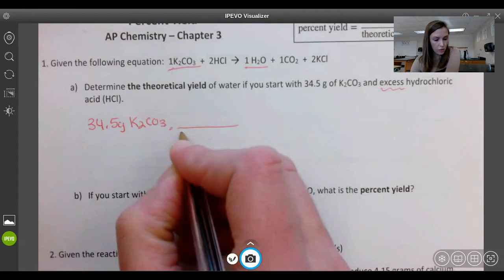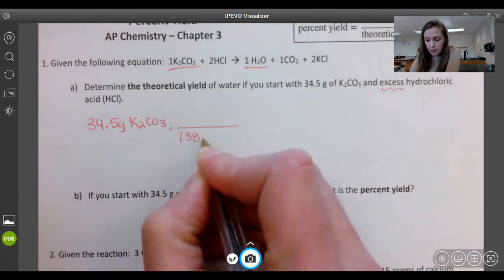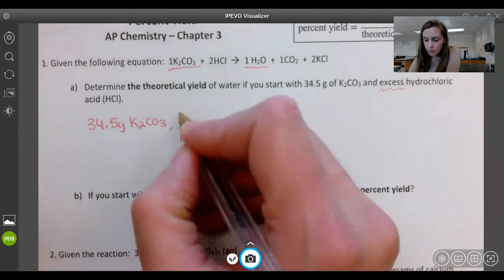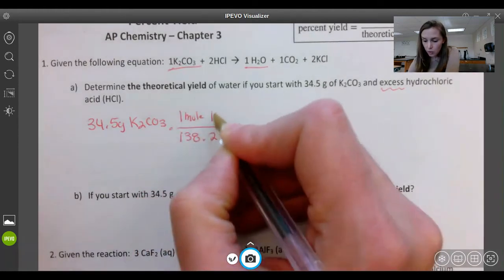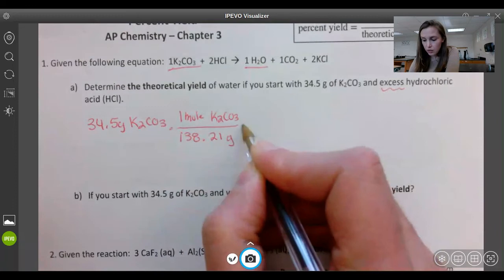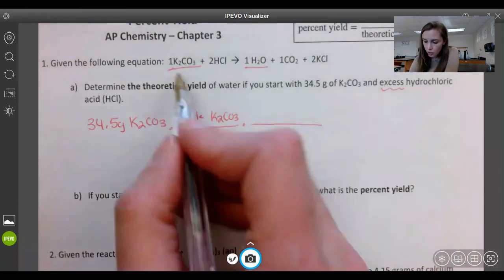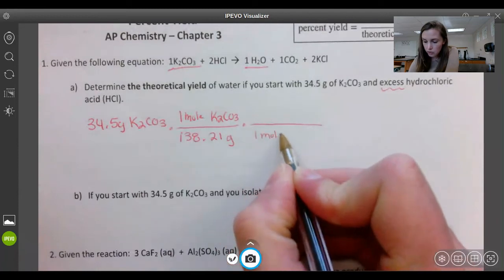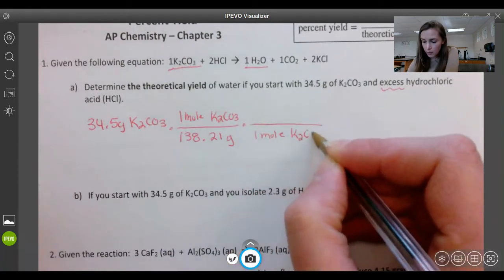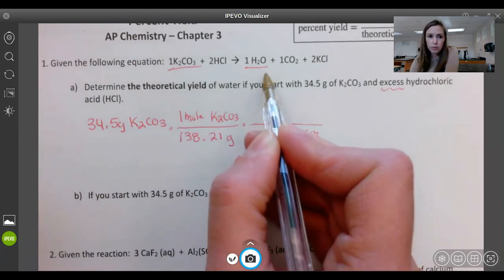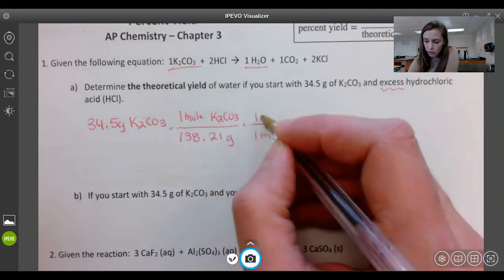So using the molar mass, again, this is based on the AP reference tables. This would be 138.21 grams. That's equivalent to 1 mole of K2CO3. Here I'm going to use my mole to mole ratio. So for every 1 mole, and this is just from my coefficients up in the equation. So for my 1 mole of K2CO3 or potassium carbonate, I'm going to get 1 mole of water.